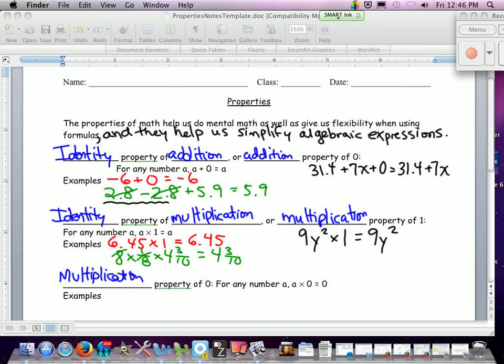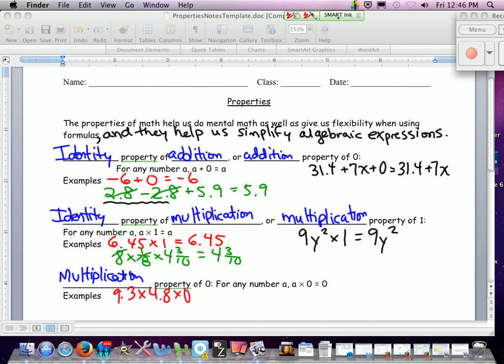So the multiplication property is 0. Anything times 0 equals 0. The way that's helpful is even if I have a whole lot of stuff that's getting multiplied, if somewhere in there there's a 0, the whole thing is 0. Don't even have to worry about multiplying the stuff in the front. So for an example here, I have 9.3 times 4.8 times 0.